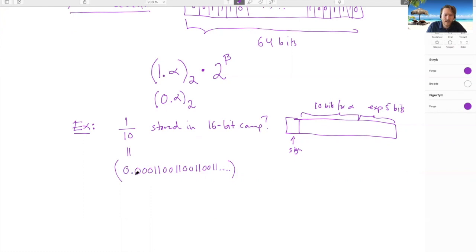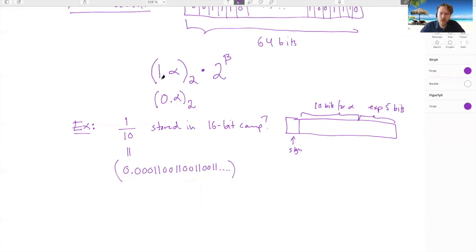So I have to start here and then take the first sequence of 10 after the first non-zero digit. So that's 1, 2, 3, 4, 5, 6, 7, 8, 9, 10. And this will be my alpha, which means that 1.alpha2 is 1.1100110011. What do we do next?